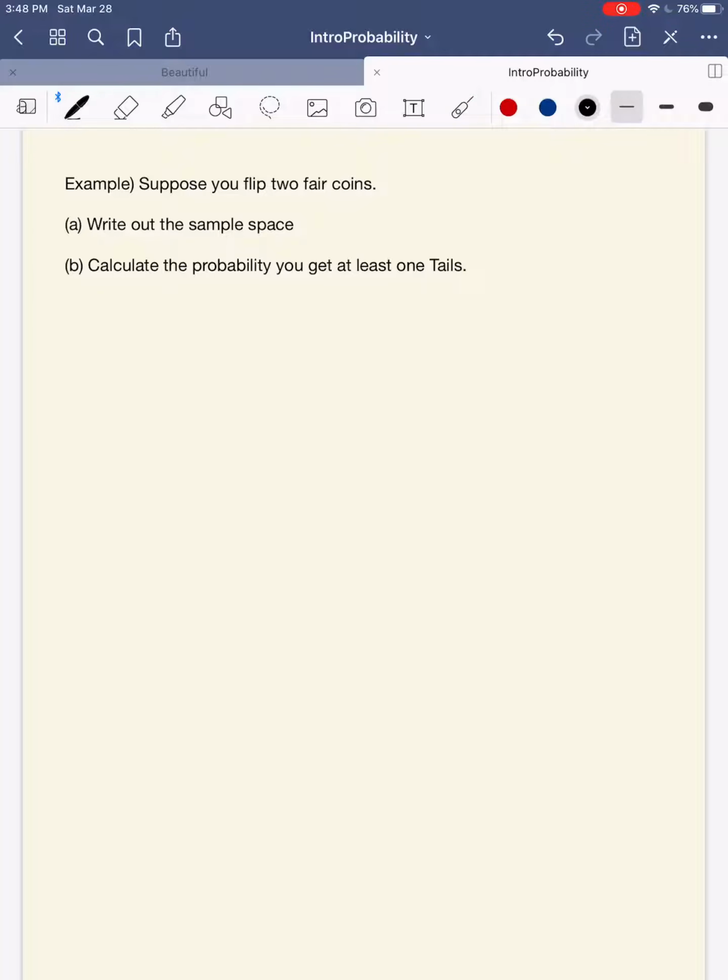All right, so our next example, we're going to extend the first motivating example. We're going to suppose you now flip 2 fair coins. We're going to write out the sample space. We're going to try to figure out everything that could possibly happen, and we're going to calculate the probability that you get at least 1 tails. So let's think about what the sample space would look like here. So what does the sample space look like?